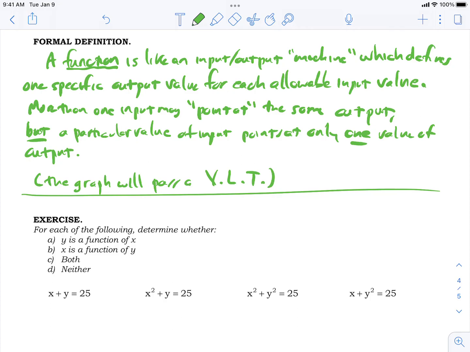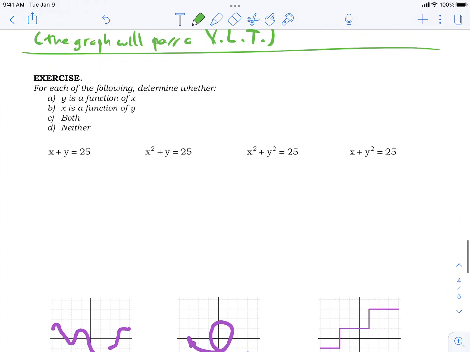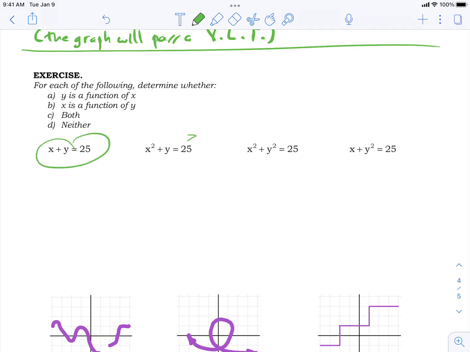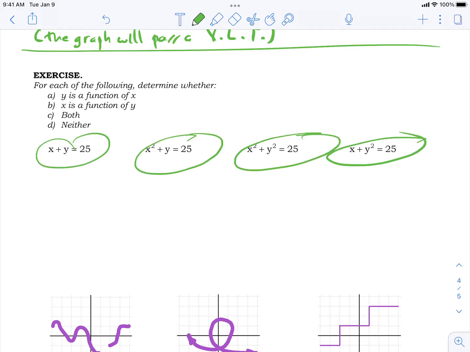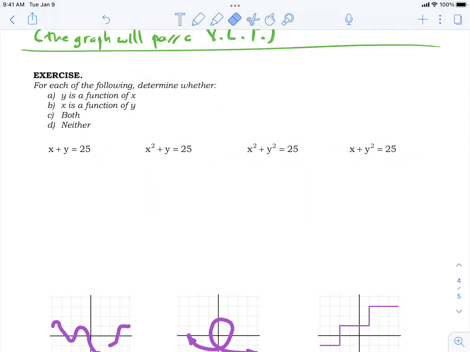We can almost end. I want to end with this exercise though. Here's a bunch of equations. They all look cool. Do they all represent functions? Or actually, let's ask this question even more carefully. For each of the following, determine whether: is y a function of x? Is x a function of y? Are they both true, or is it neither?